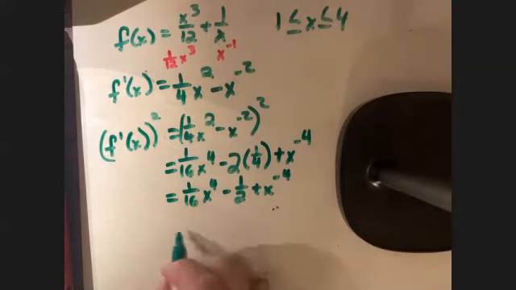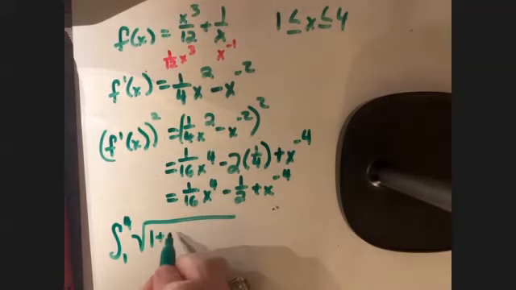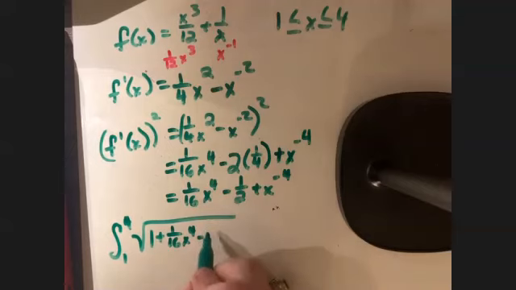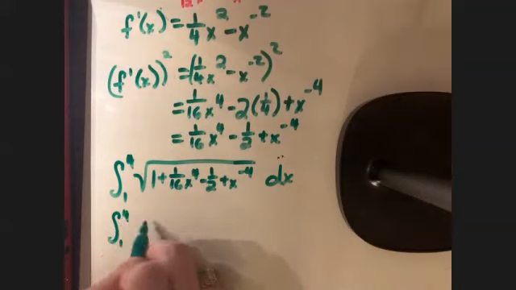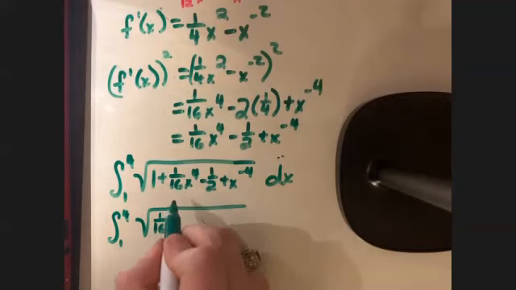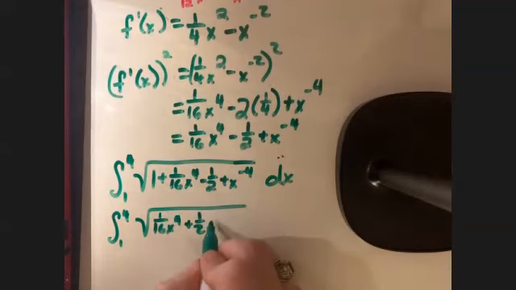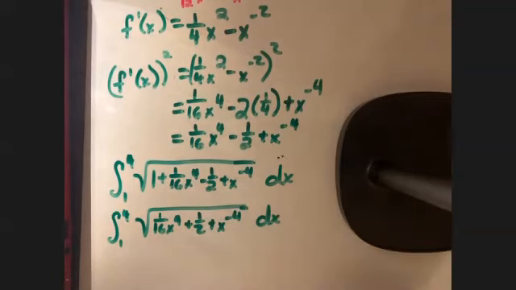Now, this one, they're actually showing, well, let me not do that. Integral from 1 to 4, square root of 1 plus 1/16 x to the 4th minus 1/2 plus x to the -4th dx. Do a little bit of playing here. I've got 1/16 x to the 4th, plus 1/2, plus x to the -4th dx.